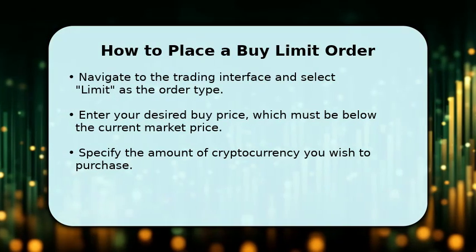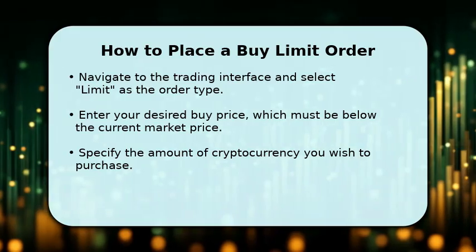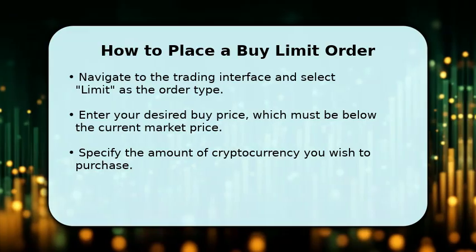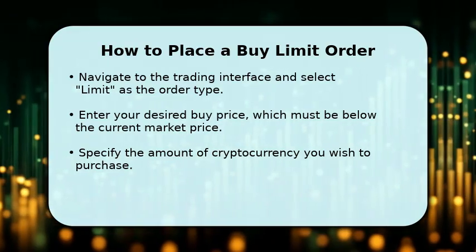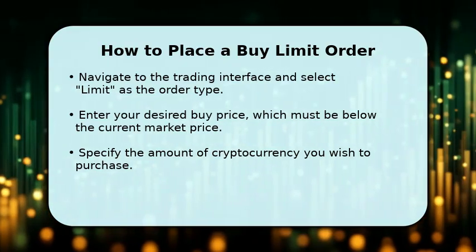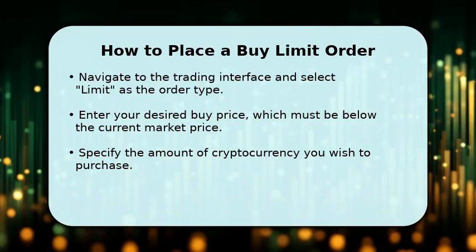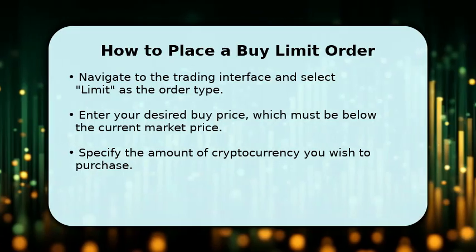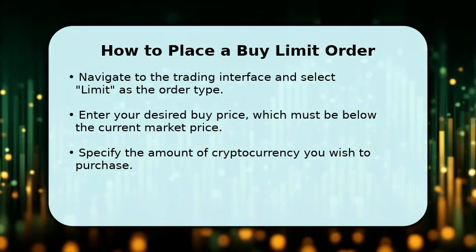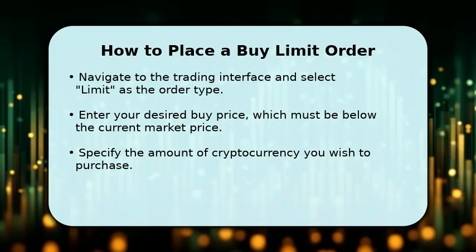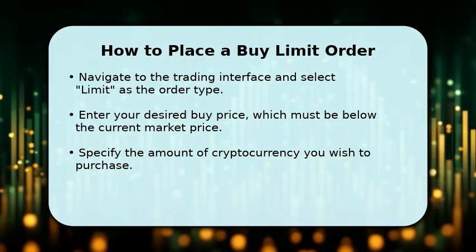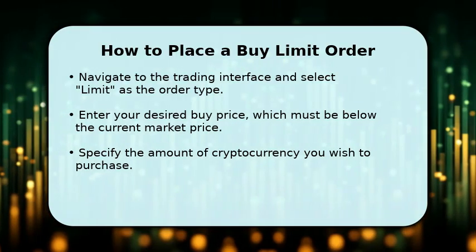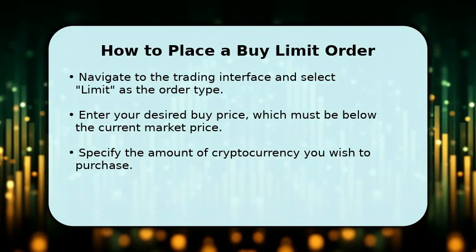To place a buy limit order, first, head over to the trading section on Binance and choose limit from the order types. Next, you'll input your desired buy price. This should typically be below the current market price if you're looking for a better deal. Then, specify the exact amount of cryptocurrency you wish to acquire. Always double-check all the details, including the total cost, before confirming your order. Your order will then wait for the market to reach your specified price.